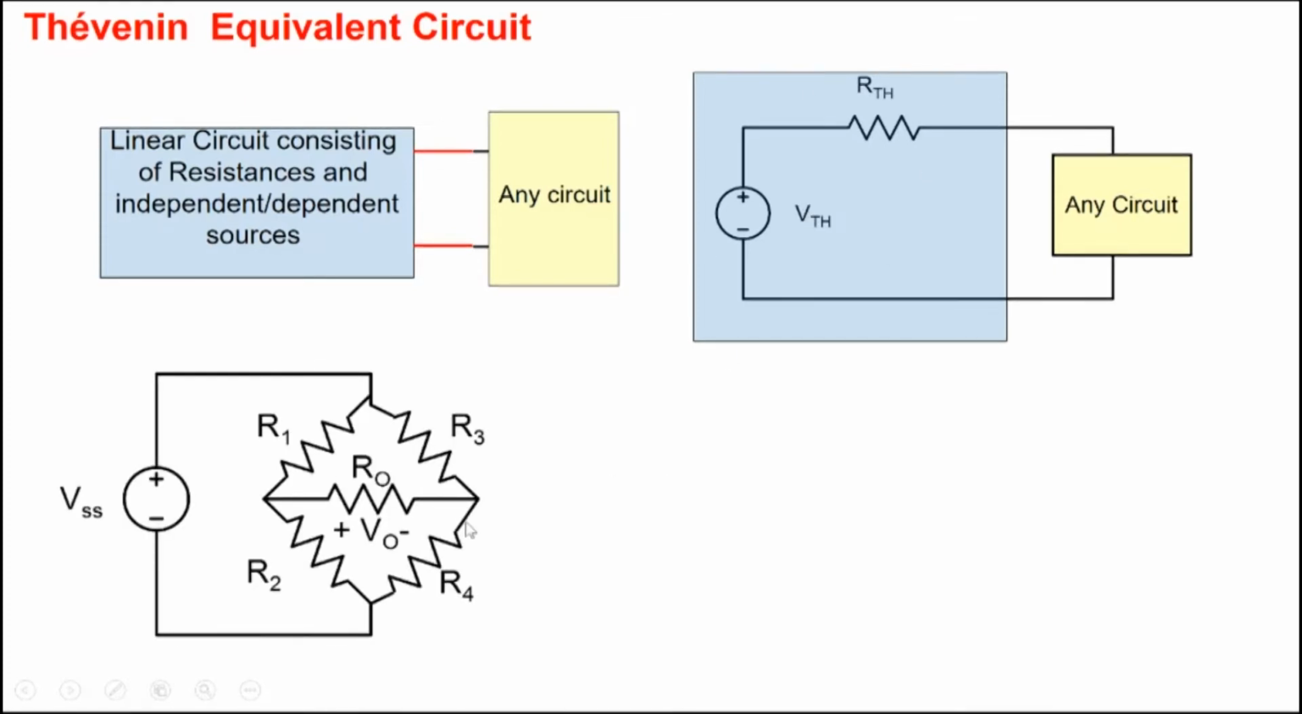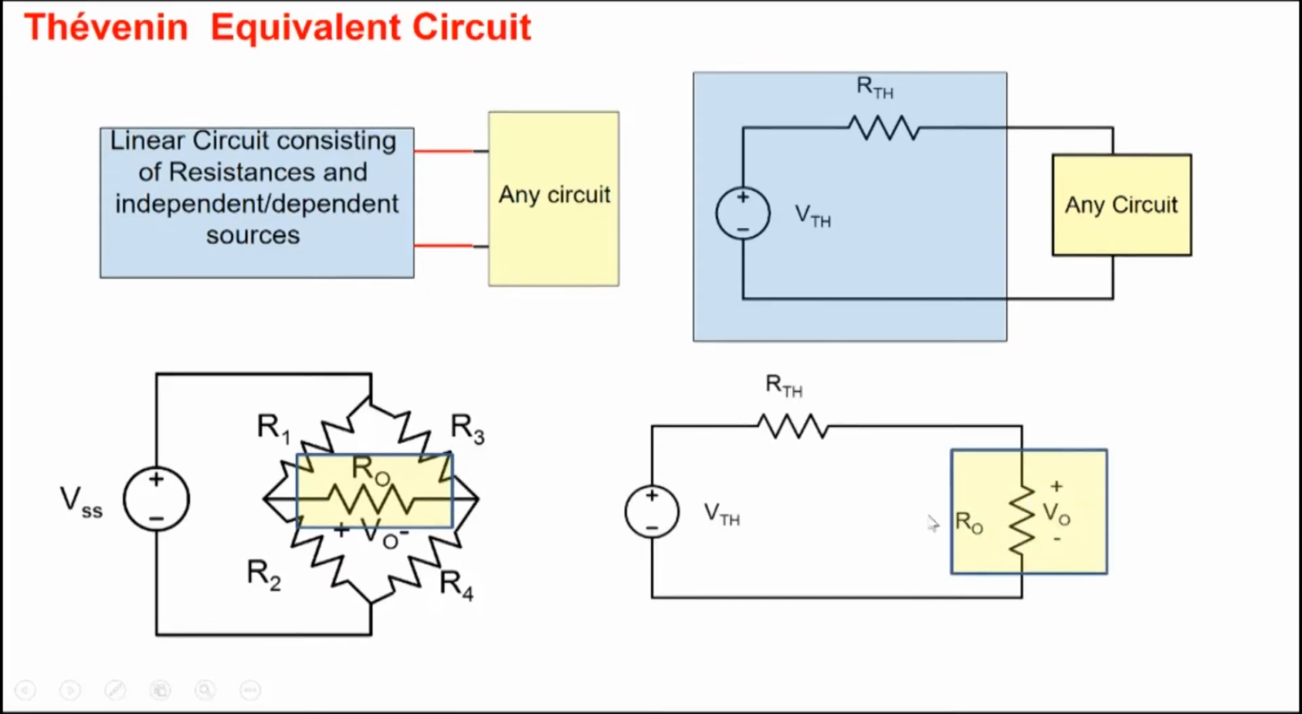So this is what we meant, that if you're interested in R0, then between these two terminals, the terminals across R0, the rest of the circuit can be replaced by VTH and RTH because the rest of the circuit is linear. It just consists of resistors and a voltage source. So that's what Thevenin's equivalent circuit is telling us, that a block of a circuit consisting of resistances and independent and dependent sources can be transformed into a voltage source and a resistor here.